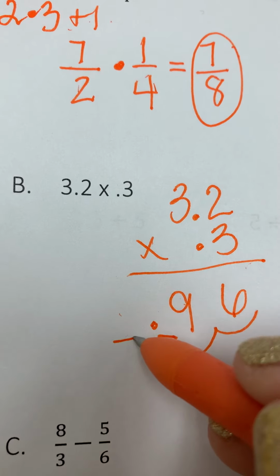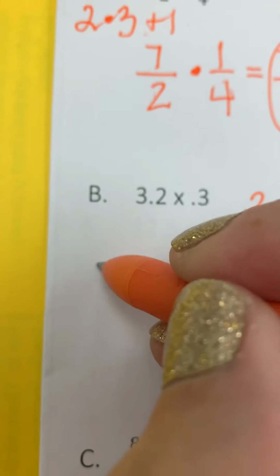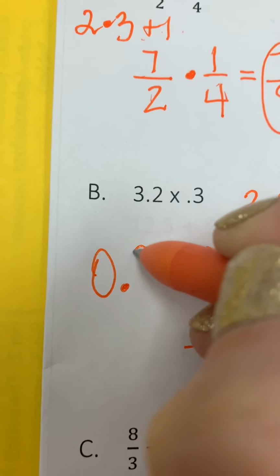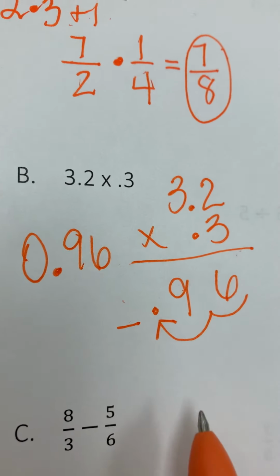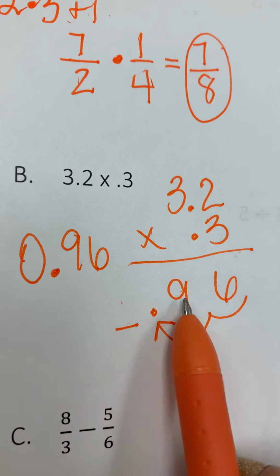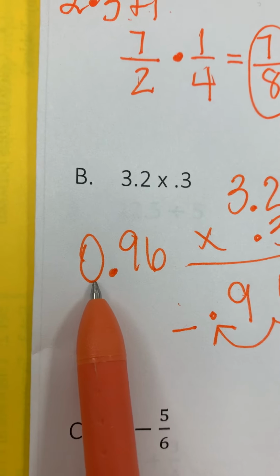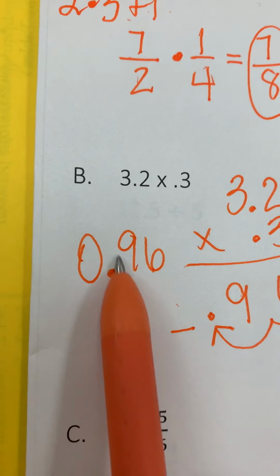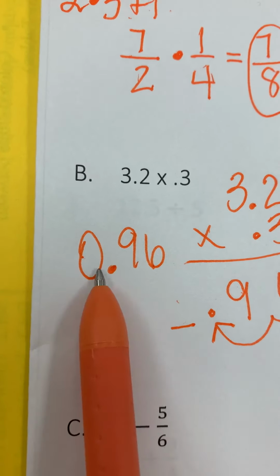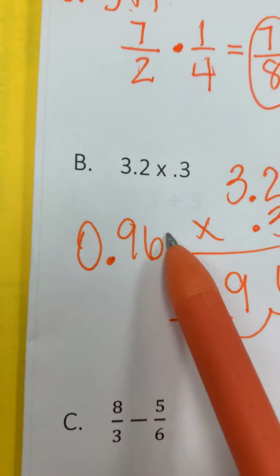But we need to put a placeholder there for the ones place. So you need to write your decimals 0 and 96 hundredths, okay? If on your paper today you just put decimal 96, it's not wrong, but the best way to write it is with a placeholder 0. So from now on, I'm going to start telling you to always put that placeholder 0 if you have no wholes, okay? So 0 and 96 hundredths.